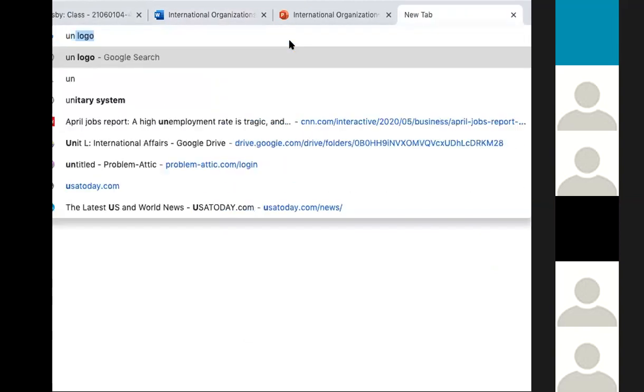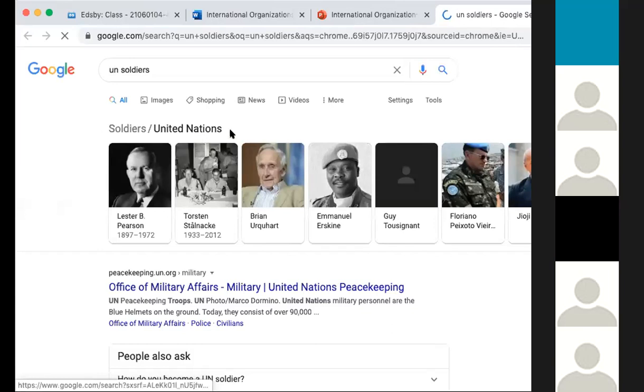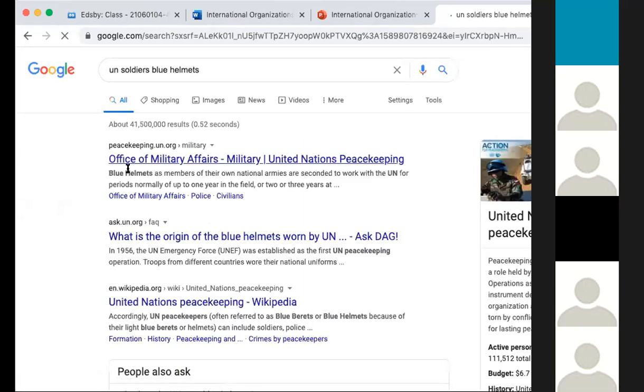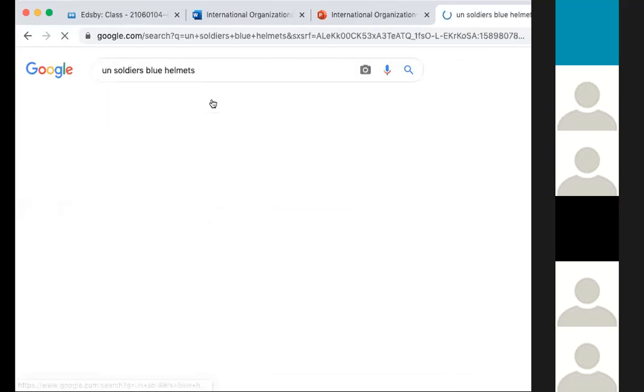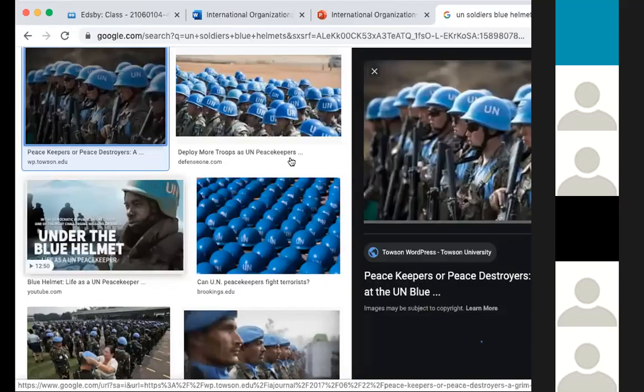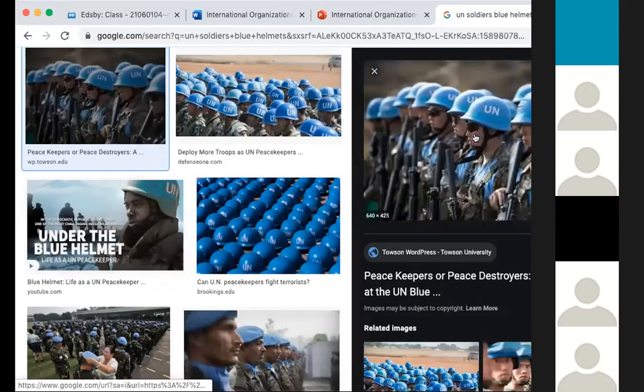Can you guys see my screen, what I'm looking at? So what happens is that member nations will send soldiers to different countries where there's been a breakdown of government. Congo had a civil war, or is in the middle of a civil war right now. And so you see these UN soldiers. The reason they have the bright blue helmets is so that everybody in the village or in the countryside knows, okay, these are essentially the police.